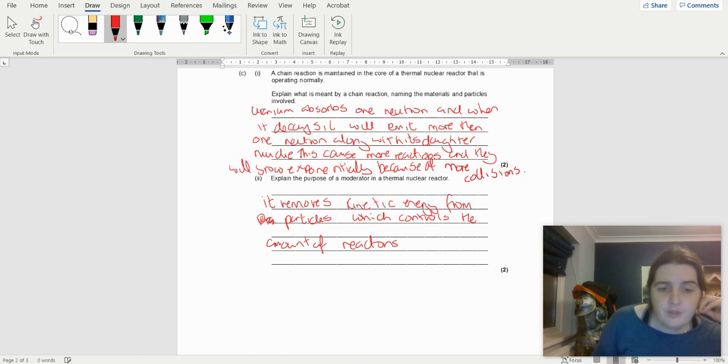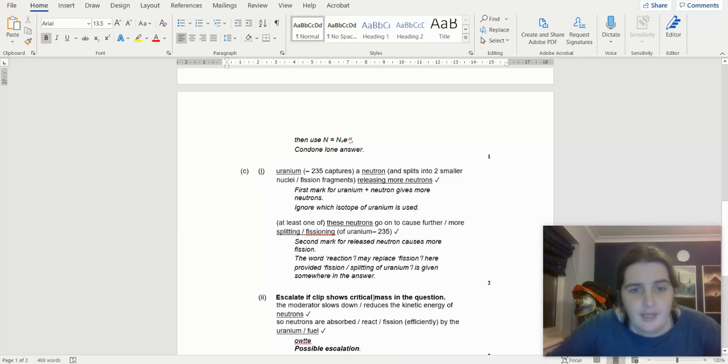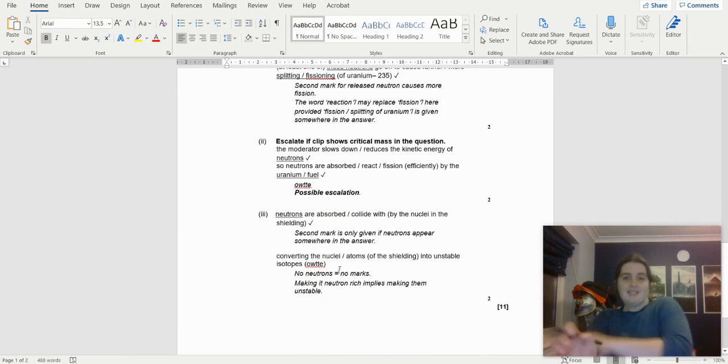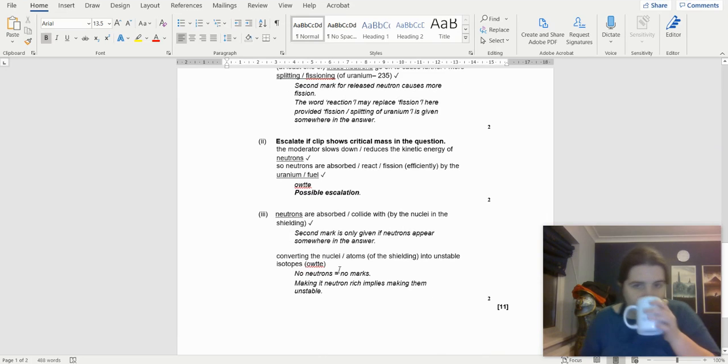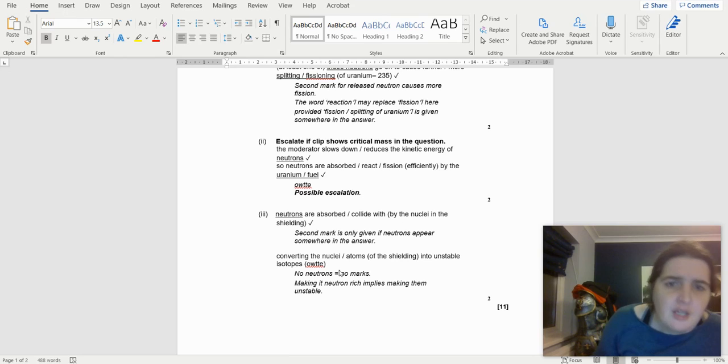So go to the mark scheme of this one. Okay. Interestingly, they say here, the moderator slows down, reduces the kinetic energy of the neutrons, so the neutrons are absorbed, react efficiently by the uranium. So I'm talking about the fact that it slows down the amount of reactions, okay? But I've mentioned about the moderator slows down and reduces the kinetic energy there, okay?